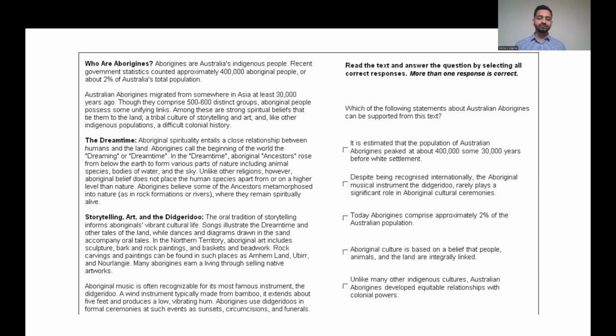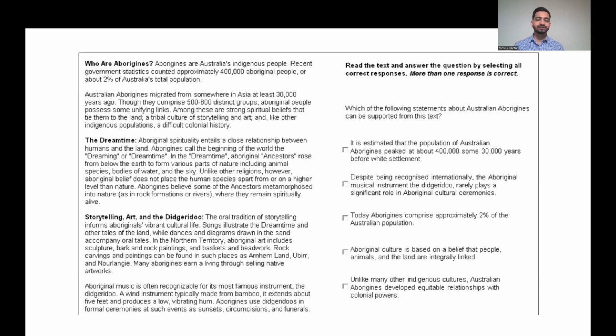If you read option number 5, unlike many other indigenous cultures, Australian Aborigines developed equitable relationships with colonial power. I'd have to read more, but it kind of tells me that this option could be wrong because they still had the same issues the other colonial indigenous people had when they were colonized. So this is contradictory to the passage, and we can probably eliminate it for now, but we'll have to read more information to see if it says they built any equitable relationships, but I have a feeling that's not the case. Now we're going to talk about a paragraph called The Daydream.